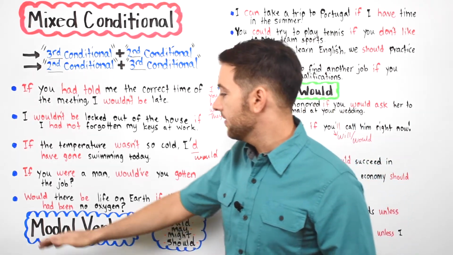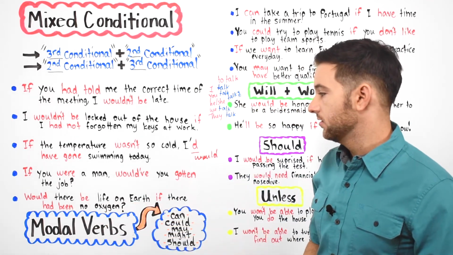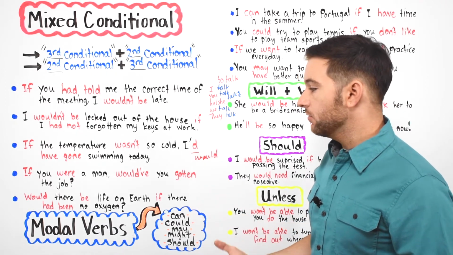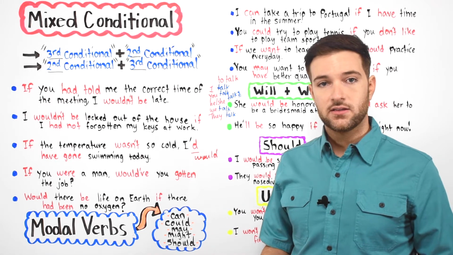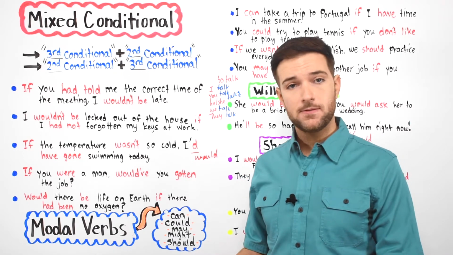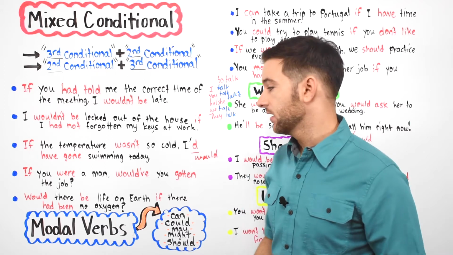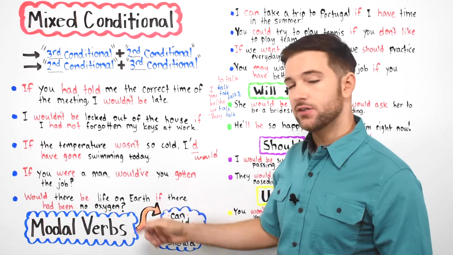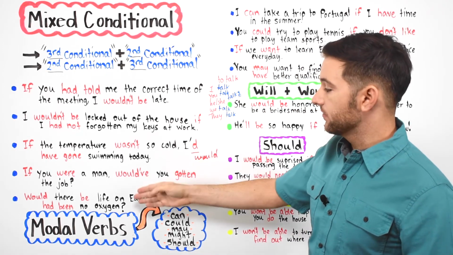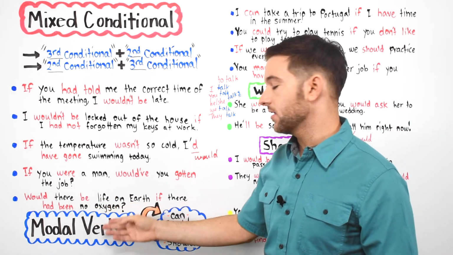All right, and next we have, would there be life on Earth if there had been no oxygen? So, what would the result of today look like if there had been no oxygen? Would there be life? Would there be plants? Would there be trees? Would there be people? Would there be the same animals that we have today? Okay, if there had been no oxygen. Okay, so the mixed conditional is addressing that sort of question. Would there be life on Earth today if there had been no oxygen?